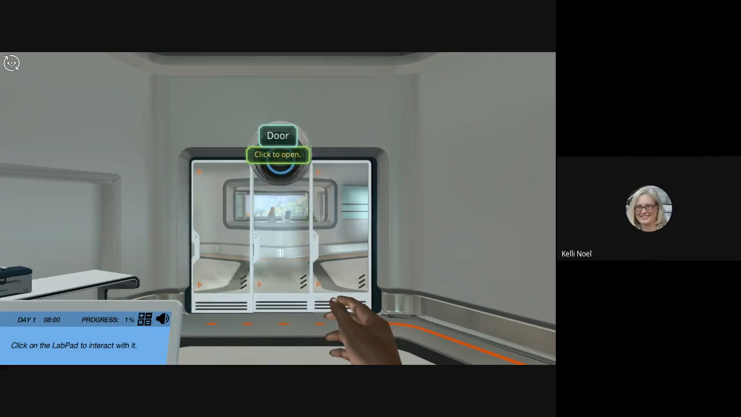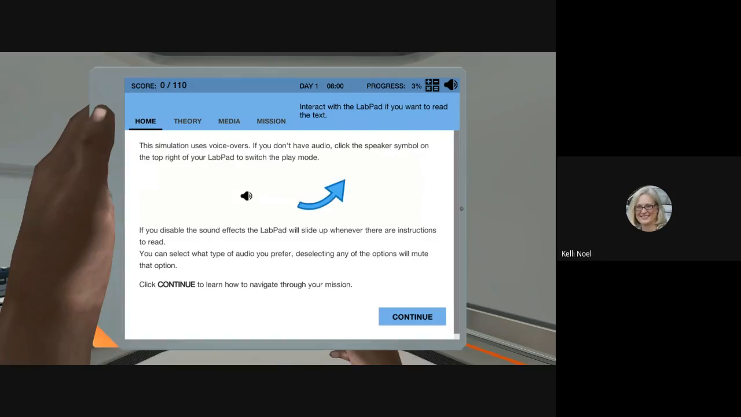Lab safety simulation. I am Dr. One, your AI lab assistant. Today, you will learn everything you need to know to survive your first day in the lab. Are you ready for the challenge? This simulation uses voiceovers. If you don't have audio, click the speaker symbol on the top right of your lab pad to switch the play mode. If you disable the sound effects, the lab pad will slide up whenever there are instructions to read. You can select what type of audio you prefer. Deselecting any of the options will mute that option. Click Continue to learn how to navigate through your mission.